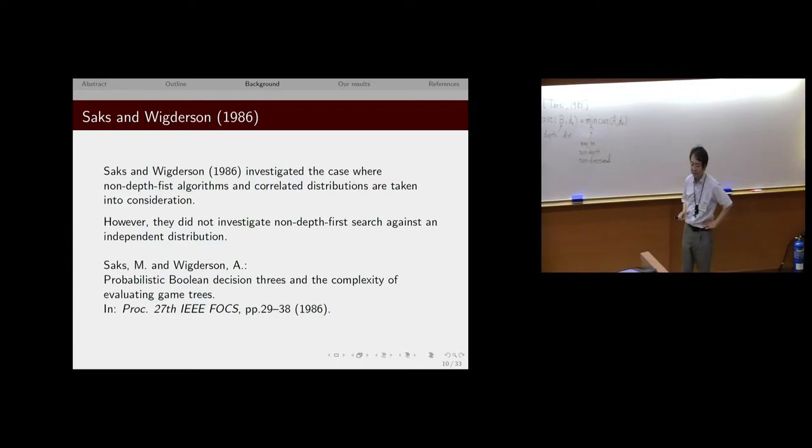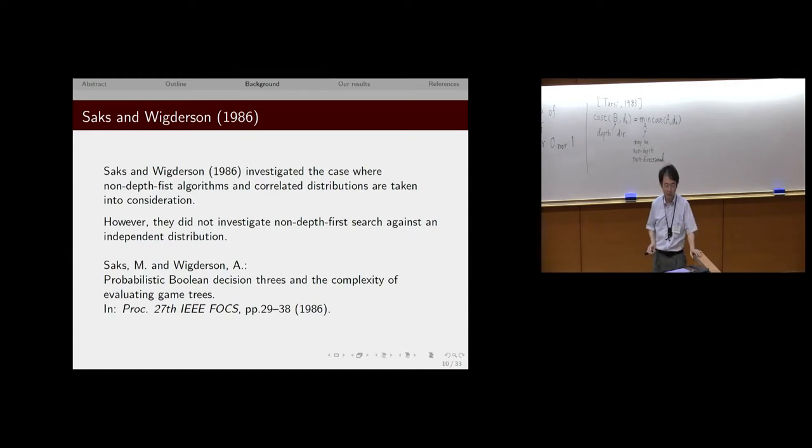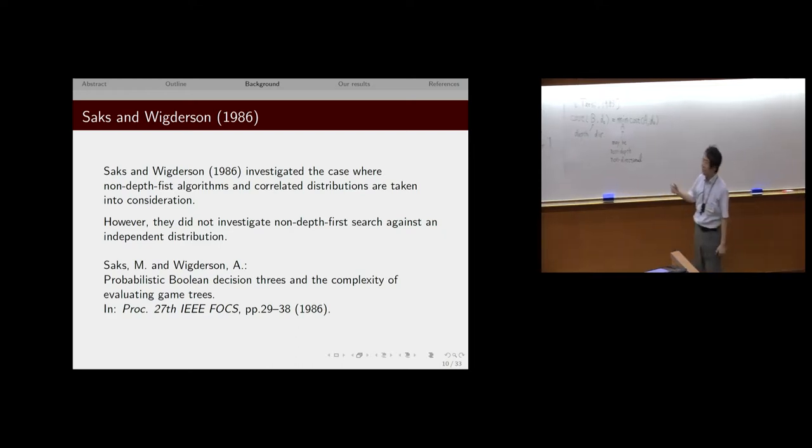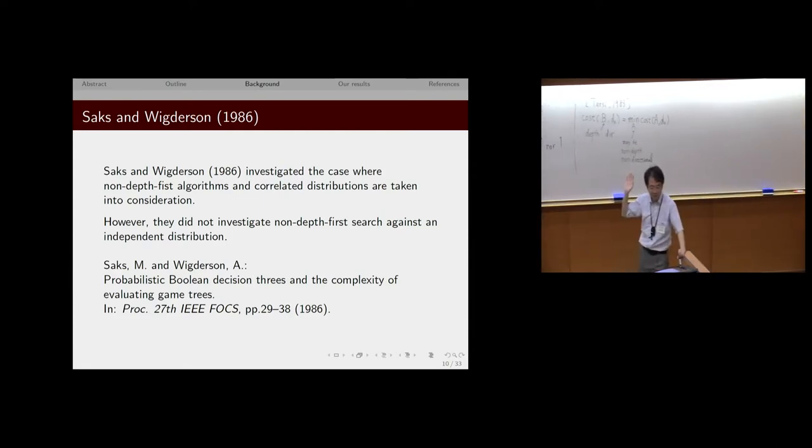In 1986, Sachs and Vigdason investigated the case where non-depth-first algorithms and correlated distributions are taken into consideration, and they show some important results. However, they didn't investigate non-depth-first search against an independent distribution. Non-depth-first search against correlated distributions was studied, but they didn't discuss the case of non-depth-first algorithms versus independent distributions.